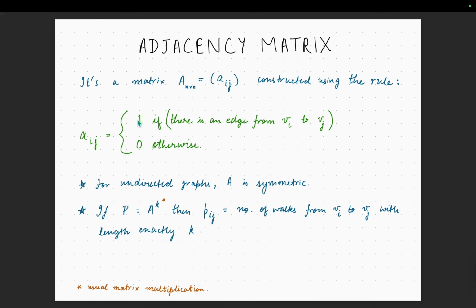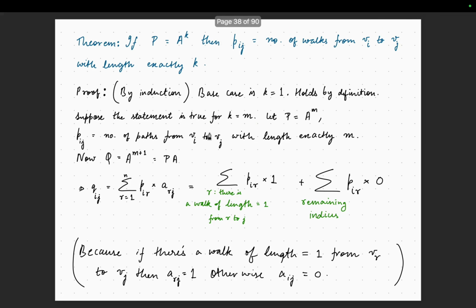Next, we move on to the inductive step. So first we assume that the statement is true for k is equal to m. Then if we let P be equal to A to the power m, then Pij stores the number of paths from Vi to Vj with length exactly m. This is our inductive hypothesis. Now we take Q equal to A to the power m plus 1, which is the same as P times A.